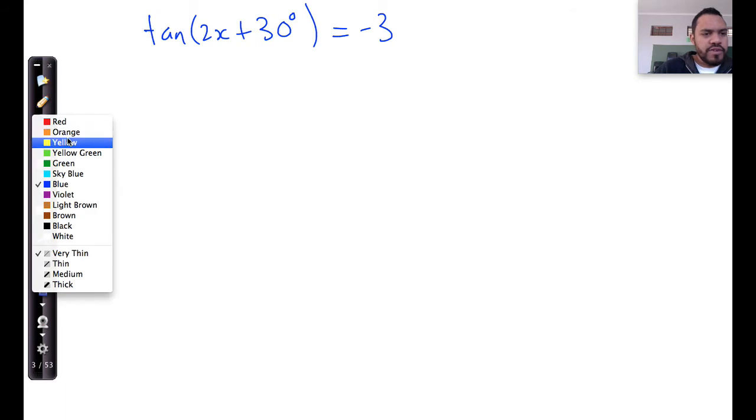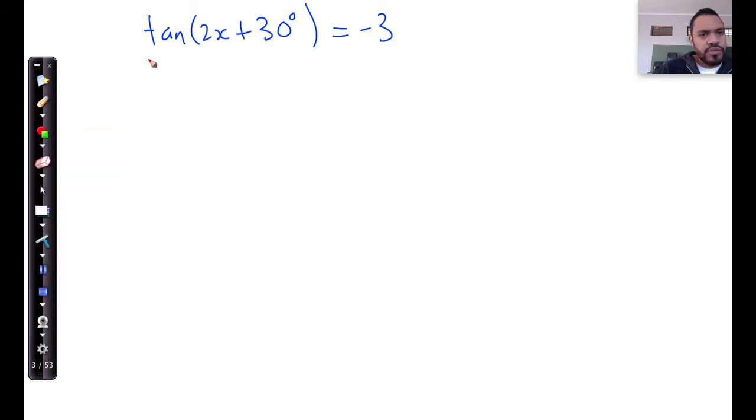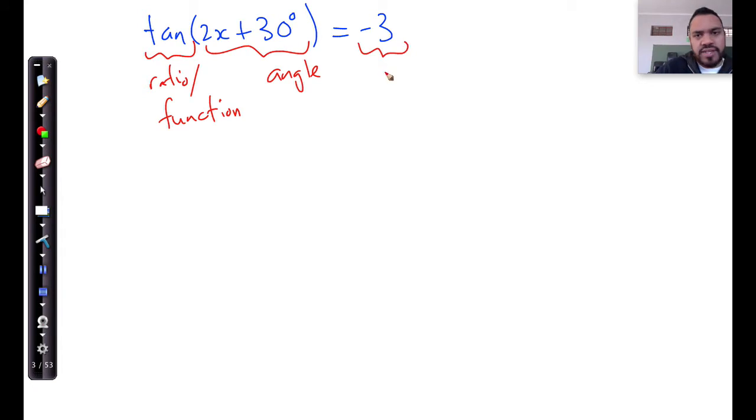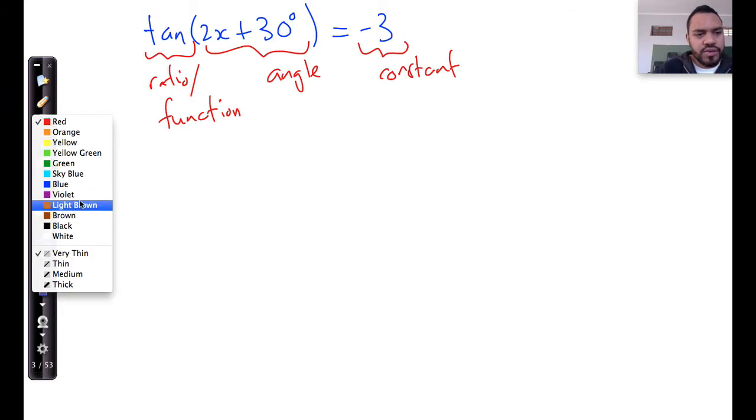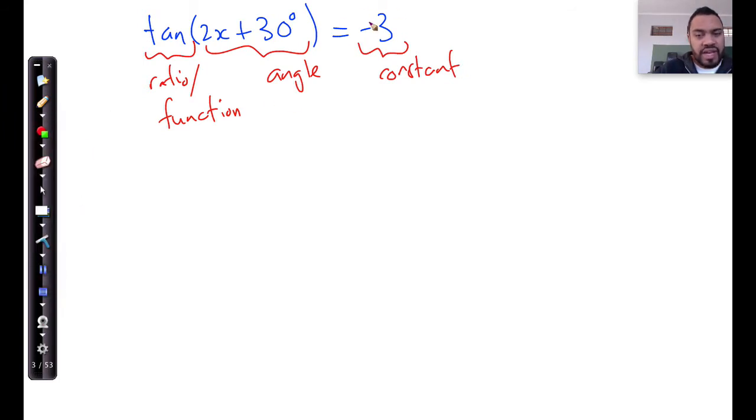Okay, so the form of this is that we have a trigonometric ratio, which we call the function. This we consider a given angle. That's your angle. And some number, which is a constant, right? Now, when solving these questions, we tend to ignore the minus sign. And I'll tell you when we look at them a little bit later.